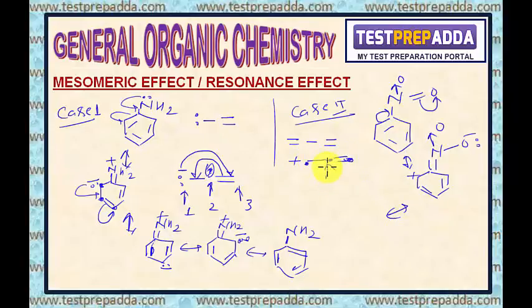Where will you place your thumb? Here. And plus will be shifted here, double will be shifted here. And this way I will write the resonating structure. Double bond will go there, plus will come here. One double bond is already here. N, O, O minus. Next resonating structure I can write in similar manner.